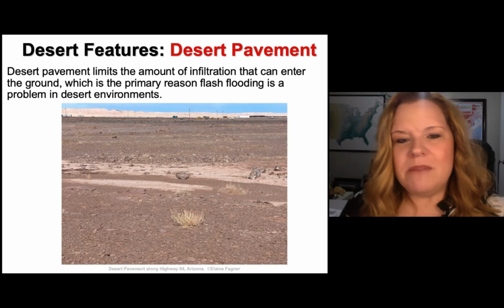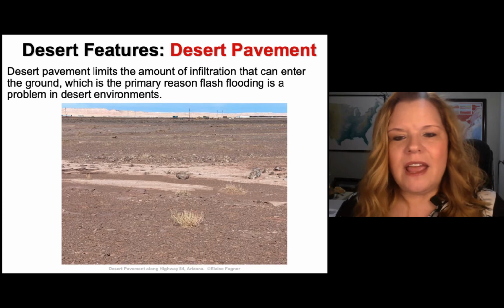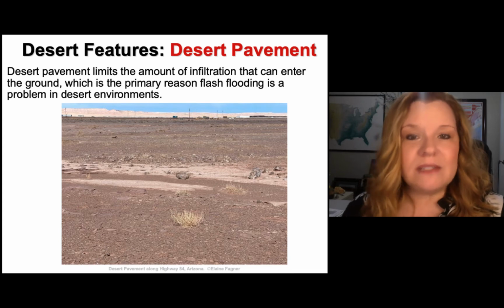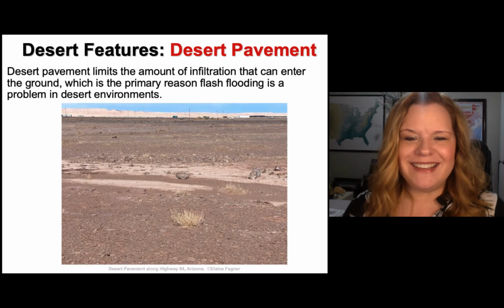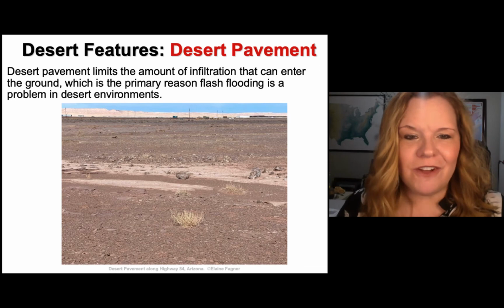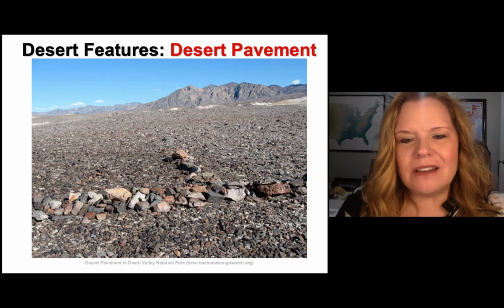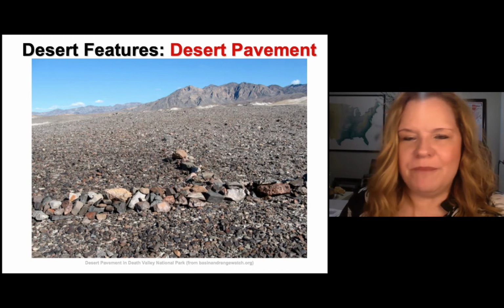When you look at desert pavement, this is out off of Highway 89 in Arizona, and you can clearly see that there's rocks everywhere. It kind of looks like there's a crust or a coating on the ground. Most of it, well, that is desert pavement. And this is important when it rains because there's nowhere for the water to go into the ground. It just washes off. Here's another example of desert pavement in Death Valley, and you can clearly see why you might have problems when you have a flash flood.